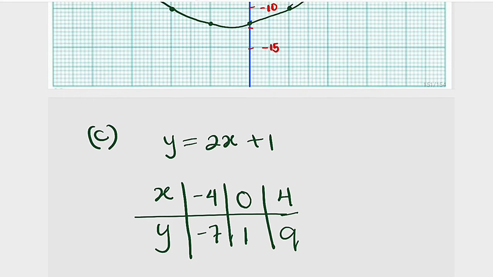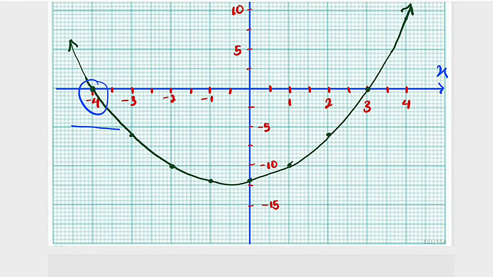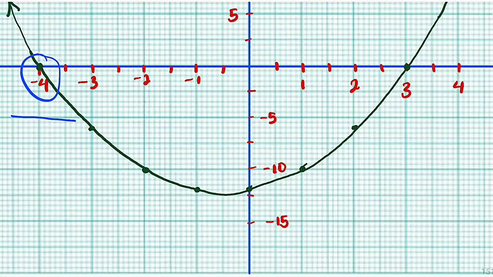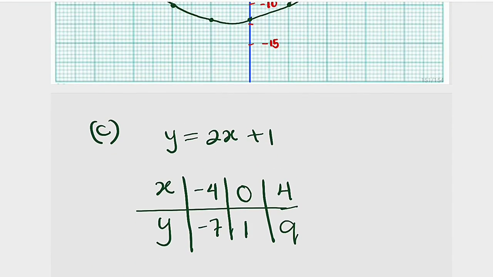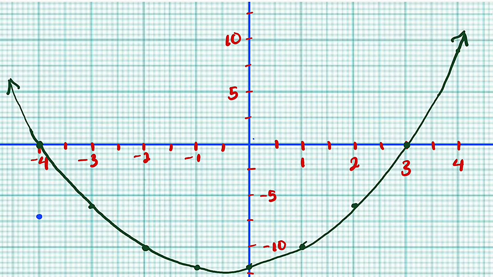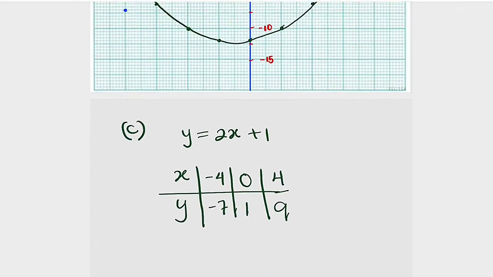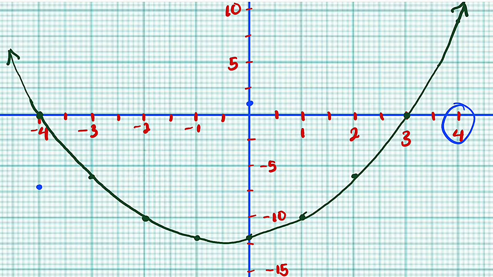So let me use the blue marker. We have -4 here. We need to locate -7. This is -5. For -7, we need 4 extra small lines. 1, 2, 3, 4. Then the second point is when x is 0, y is 1. This is where x is 0, so we need to locate 1. This is 1 somewhere here. Then the last point here is 4 and 9. We have 4 somewhere here, so where is 9?